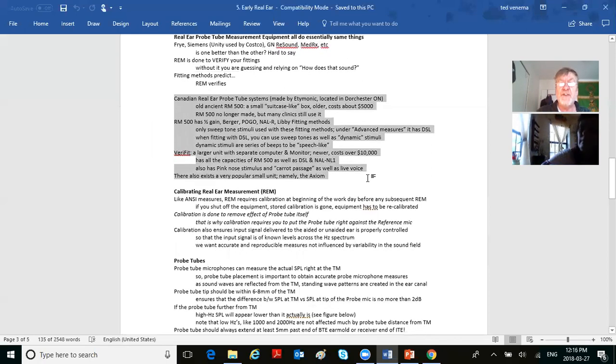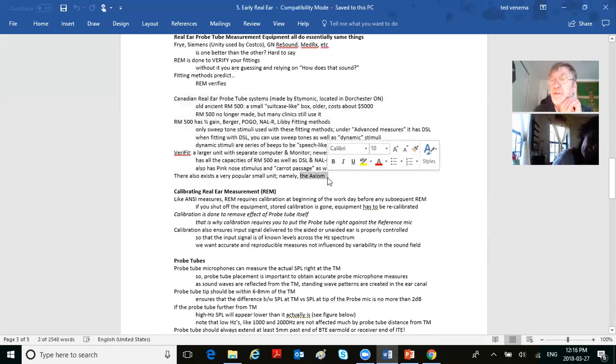I would highlight this last sentence, Axiom. Circle that. Axiom is a very popular AudioScan model. It's sold all over the world, okay? The Axiom. If you see that word, realize, oh, they're talking about a real ear system made by AudioScan.